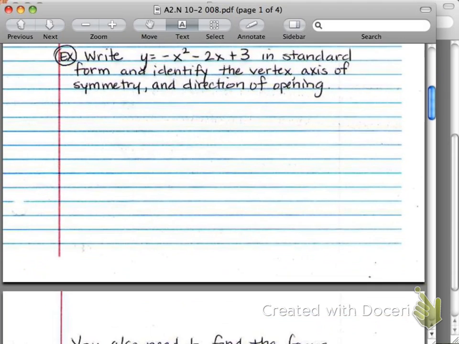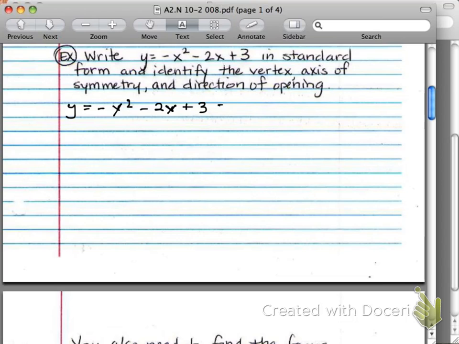We're going to write y equals negative x squared minus 2x plus 3 in vertex form, or in standard form, and identify the vertex, axis of symmetry, and direction of opening. So, let's go ahead and get started. The first thing is, I'm just going to rewrite this so I can manipulate it: negative x squared minus 2x plus 3.